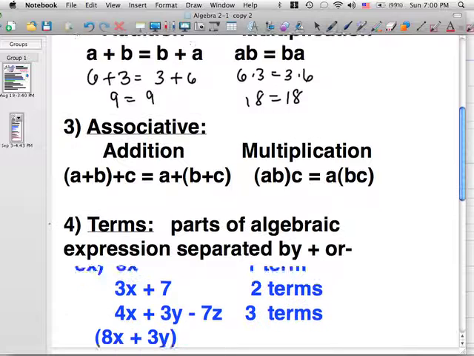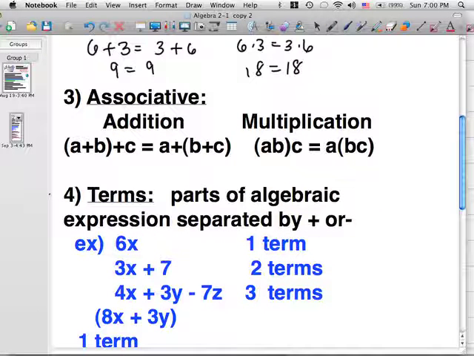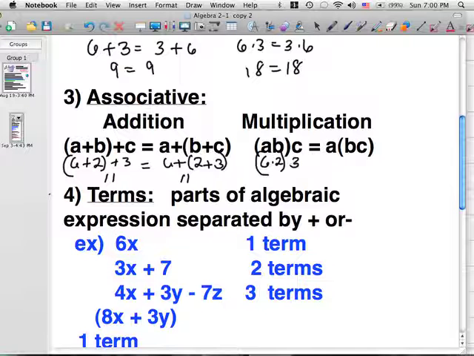The associative property, or the grouping property, says that you can add the first two numbers and then the third, and you'll get the same answer as if you added the last two numbers first. So you can change the grouping of your numbers and get the same answer. For example, 6 plus 2 plus 3, that's 8 plus 3, which is 11, is the same as 6 plus the quantity 2 plus 3. 6 plus 5 is 11. And it works for multiplication also. 6 times 2 times 3 is 36, and 6 times the quantity 2 times 3, 6 times 6, is 36.